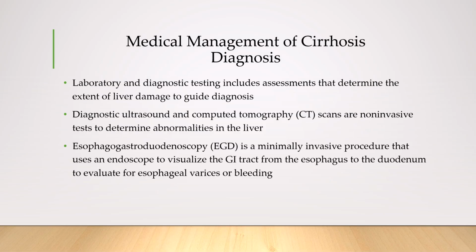So, how is this diagnosed? How is cirrhosis diagnosed? Laboratory and diagnostic testing will include assessments that will determine the extent of liver damage to guide diagnosis. Diagnostic ultrasound and computed tomography, otherwise known as CT scans, are non-invasive tests to determine abnormalities in the liver. An EGD is a minimally invasive procedure that will use an endoscope to visualize the GI tract from the esophagus to the duodenum to evaluate for esophageal varices or bleeding.